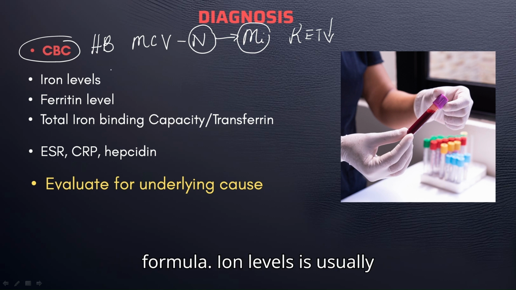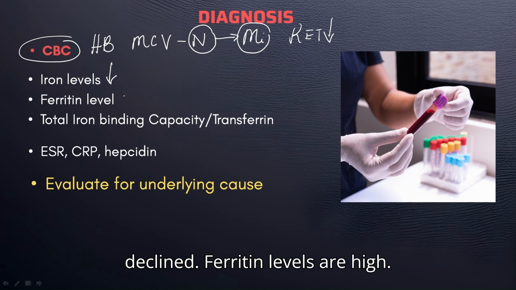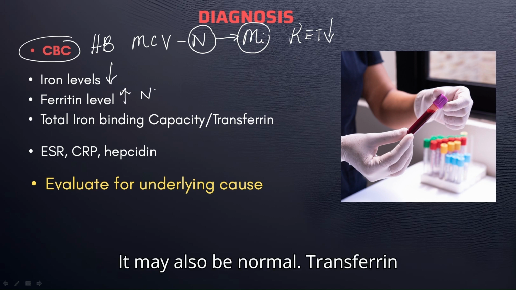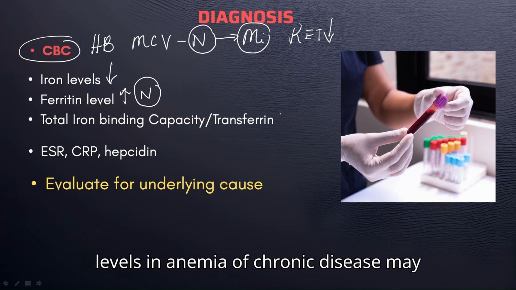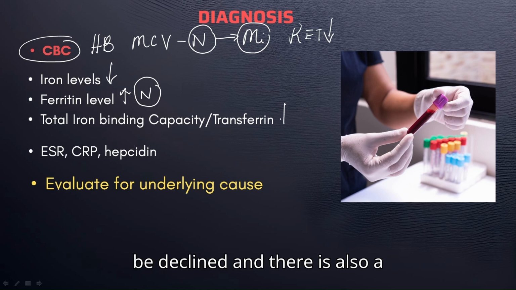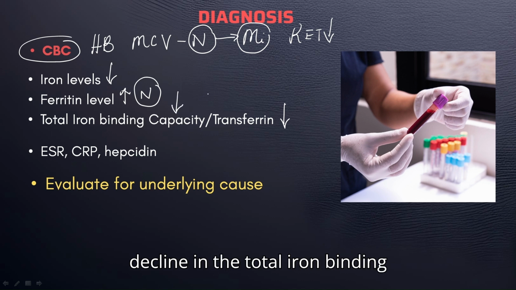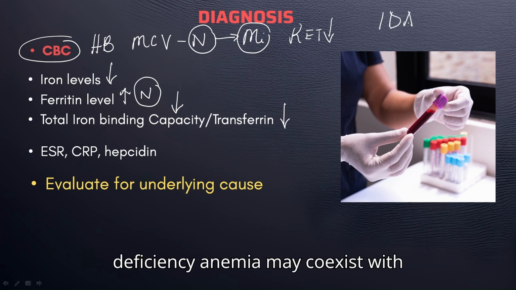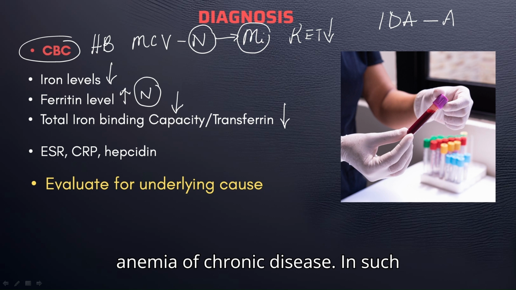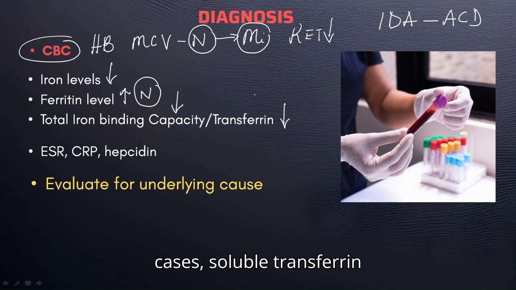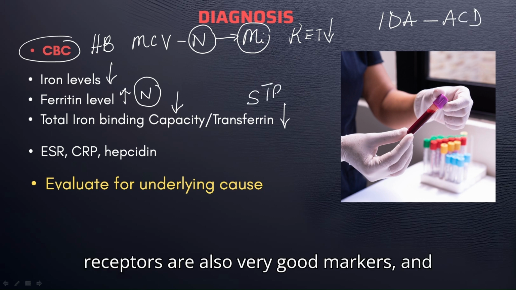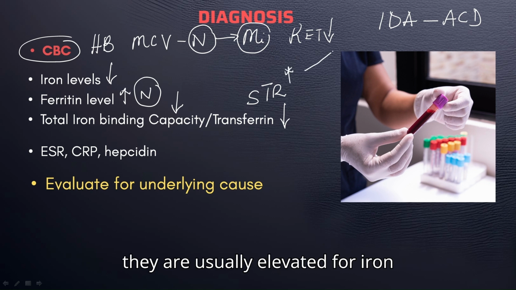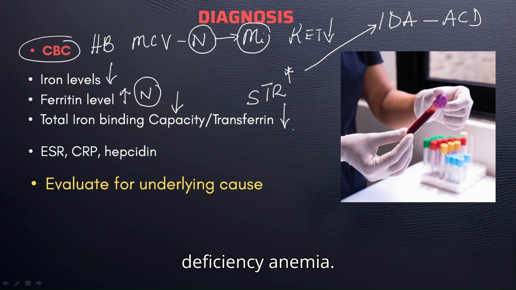Iron levels are usually declined. Ferritin levels are high. It may also be normal. Transferrin levels in anemia of chronic disease may be declined, and there is also a decline in the total iron binding capacity. Sometimes iron deficiency anemia may coexist with anemia of chronic disease. In such cases, soluble transferrin receptors are also very good markers, and they are usually elevated for iron deficiency anemia.